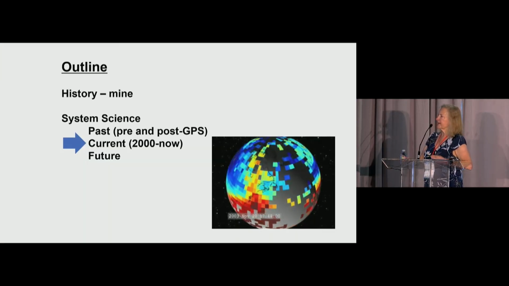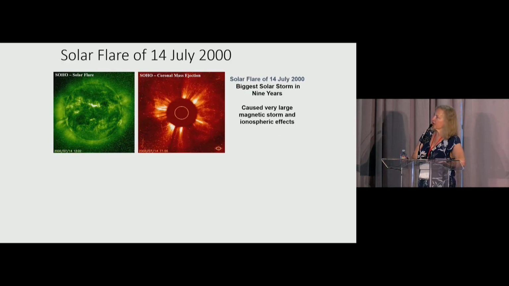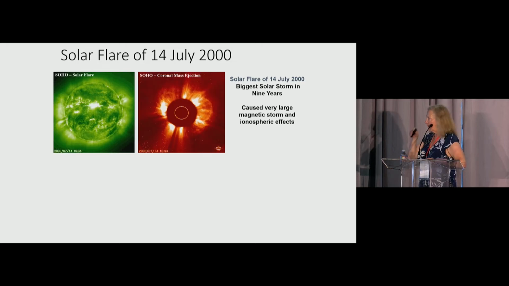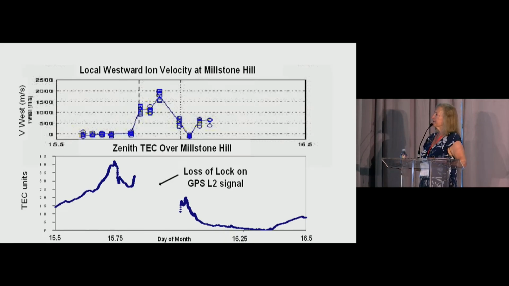So what happened in 2000? Very quickly, there was a large solar flare on July 14th. It was the biggest solar storm in 9 years, and it caused very, very large storm and ionospheric effects. KP was 9 for 3 consecutive time periods.